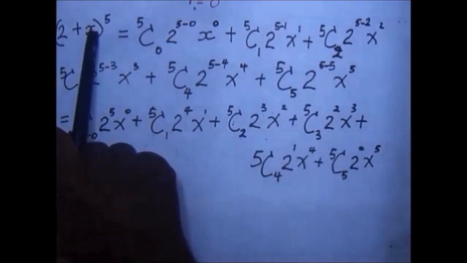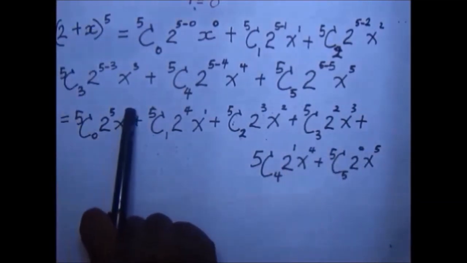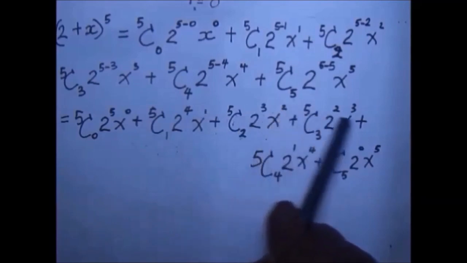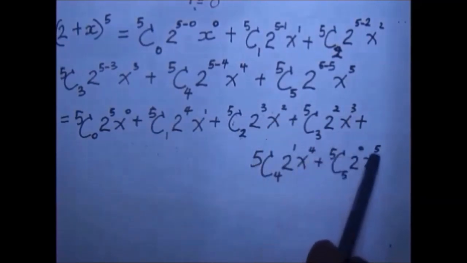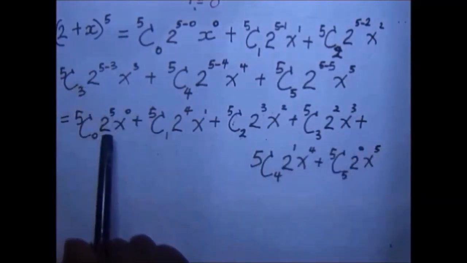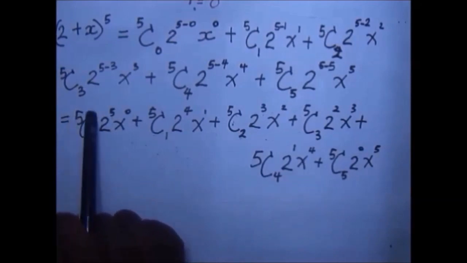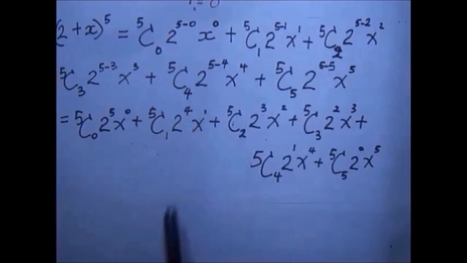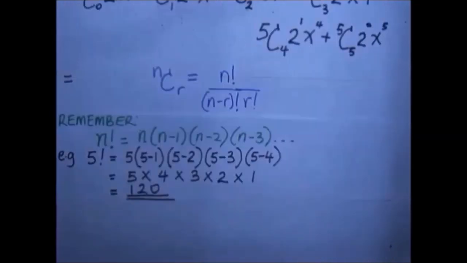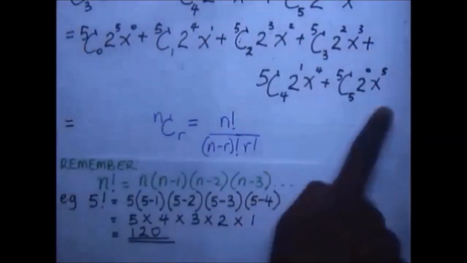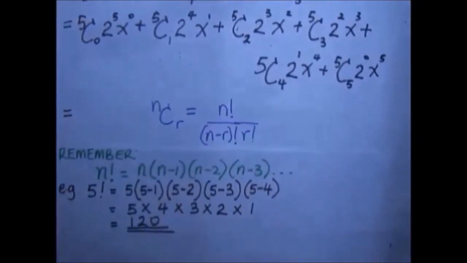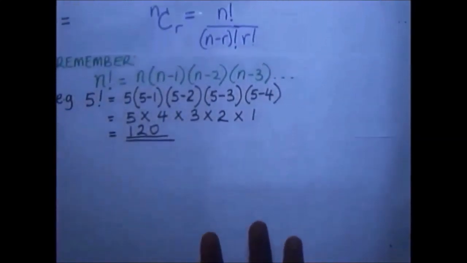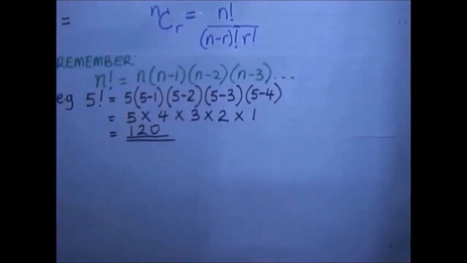And in the second term, the value of x goes on increasing: x to the power 0, 1, 2, 3, 4, 5. And then this 5 combination 0 is the coefficient of each of those terms. As we continue with this expression, now we want the coefficients, so we go on and expand them to get more.